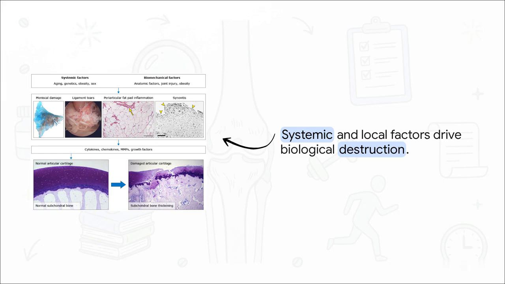It's literally a biological demolition site driven by cytokines and chemokines. Look at how systemic factors like age and obesity team up with local biomechanical trauma, think meniscal damage or ligament tears. These triggers cause the synovium and the periarticular fat pads to dump inflammatory mediators into the joint. These mediators stimulate chondrocytes to pump out proteases like matrix metalloproteinase 13, which literally chew up the articular cartilage matrix.